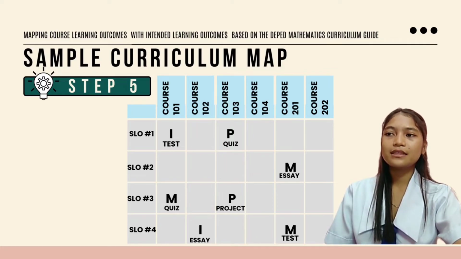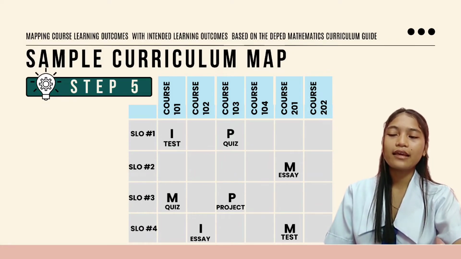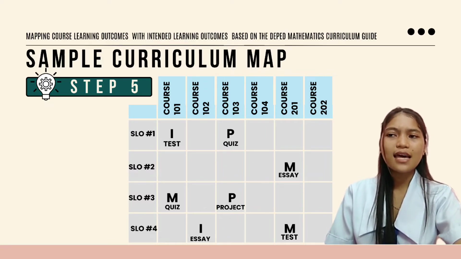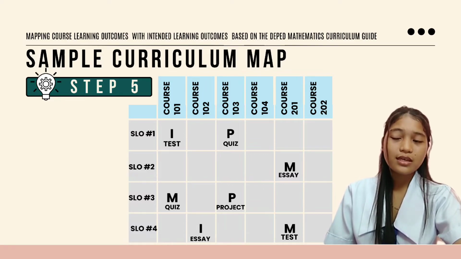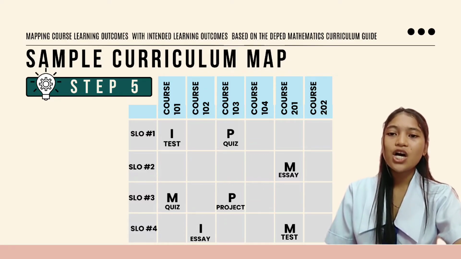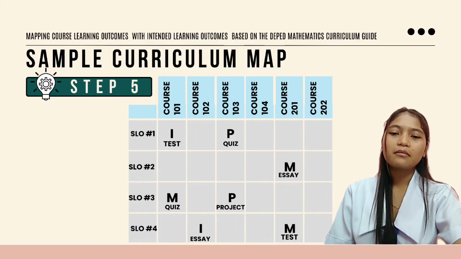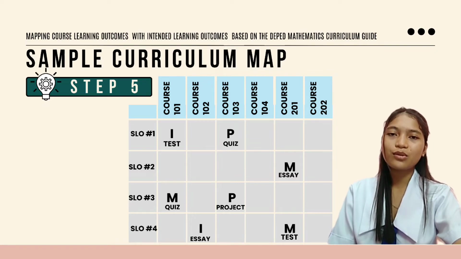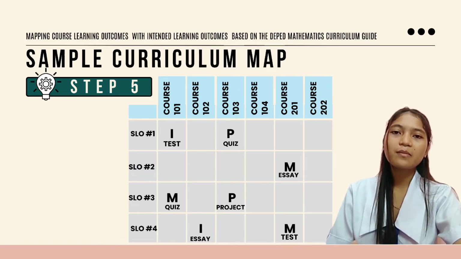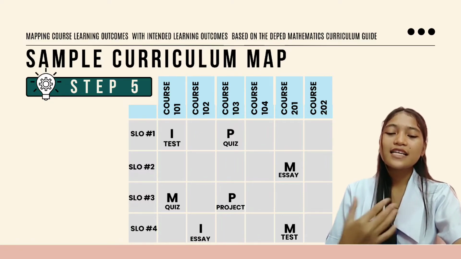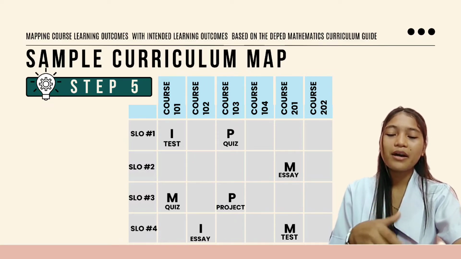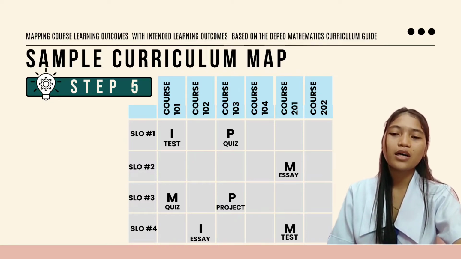So here is an example template again on how you will create a curriculum map. So as we can see, there is a test placed under introduce, and under practice a quiz is placed. So when making a curriculum map, we should know what assessment we will use. We assess our students on the possible assessments to measure the knowledge of your students.